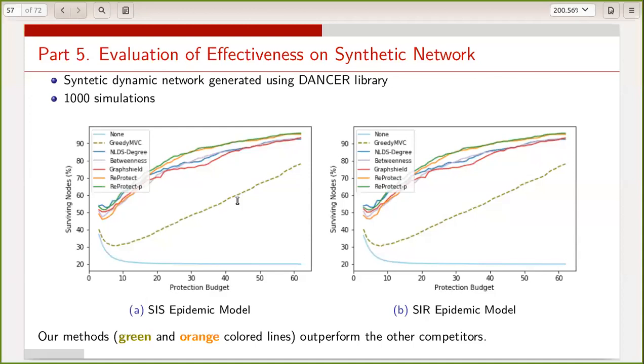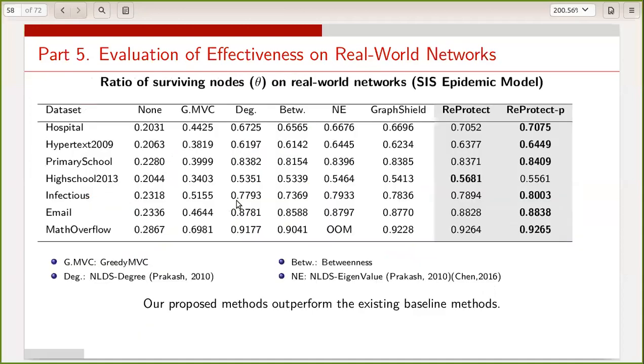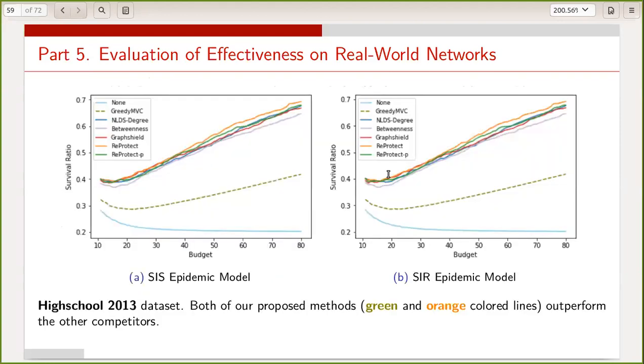The previous one was on the synthetic network. How about in the real world networks? This one is on the Math Overflow, High School, Hypertext 2019 and the email networks. We find that our proposal, ReProtect and ReProtect P, even ReProtect alone, is outperforming the existing baseline methods. And this is our improved method using the perturbation, so it's also outperforming the existing baseline methods. This is the example in the high school data set.